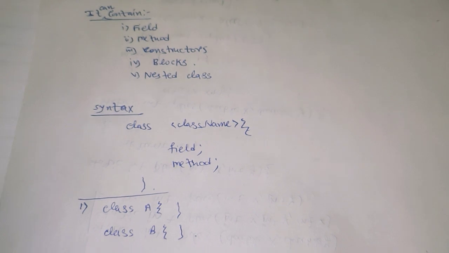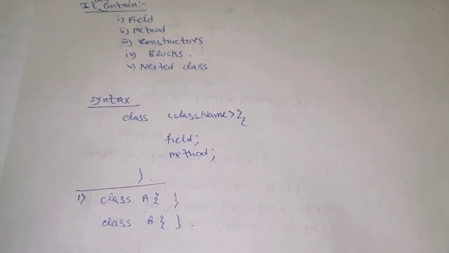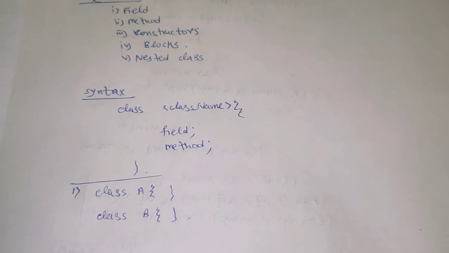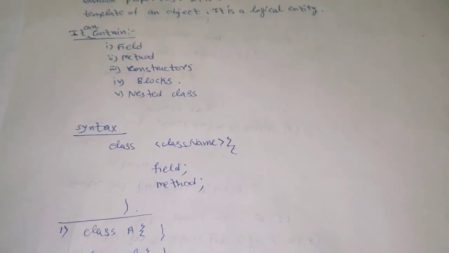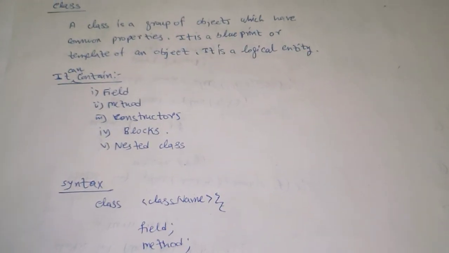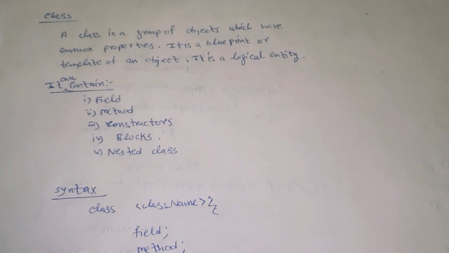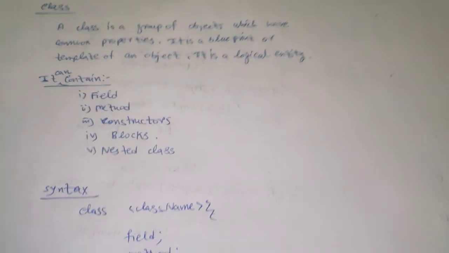Whenever we are using a public class, we save that file with the same name as the public class, otherwise it gives an error. And a class can have three types of variables. One is a local variable, one is an instance variable, and the other is a class variable.